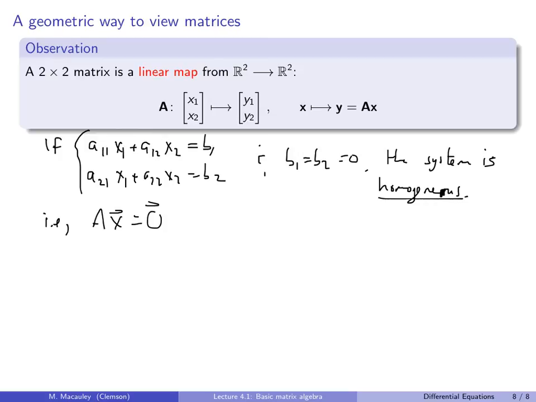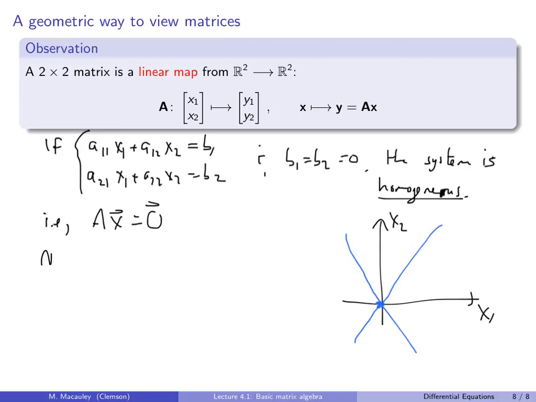Graphically, that means that if you plot these two lines, you have two lines that actually go through the origin. And so that means that the zero vector is a solution. These lines will intersect the origin, and you can see that right away. A times the zero vector equals 0.